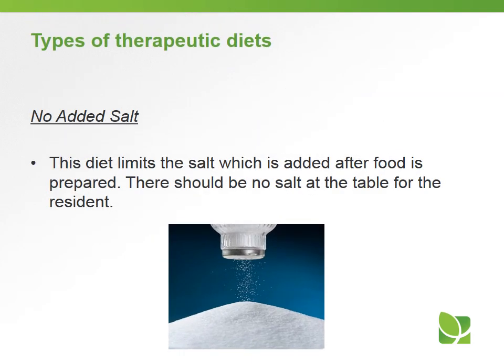A no added salt diet is basically a diet that limits the amount of salt that is added after the food is prepared. So basically not allowing the resident to have any salt at the table, they just eat the food as is. And this again is for residents with conditions such as high blood pressure and congestive heart failure. In some cases we may limit high sodium foods such as bacon, ham, salty soups, sauerkraut, those types of things also.